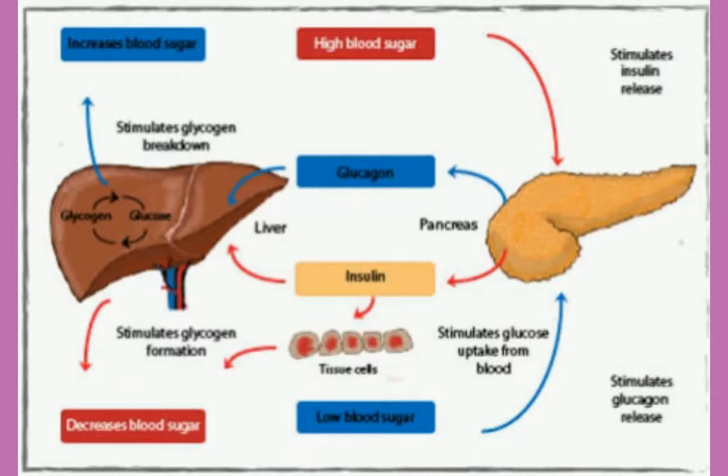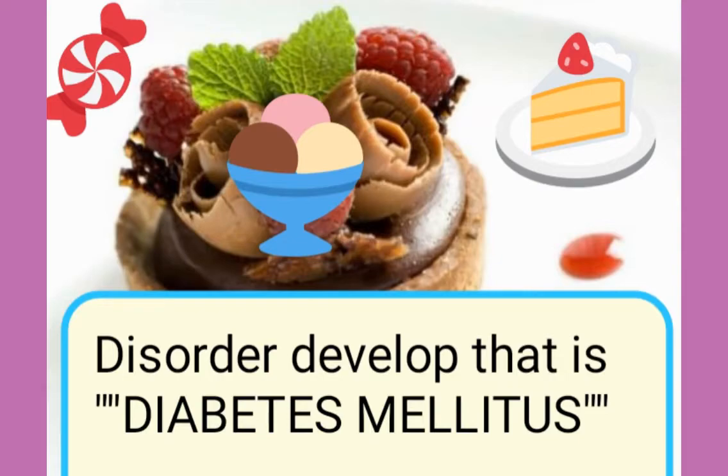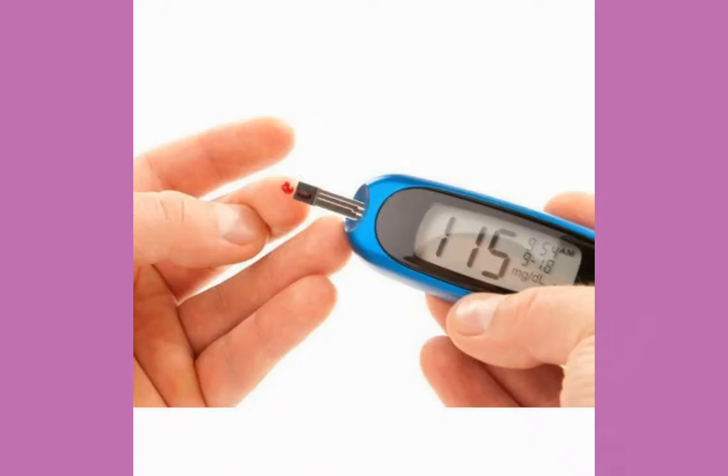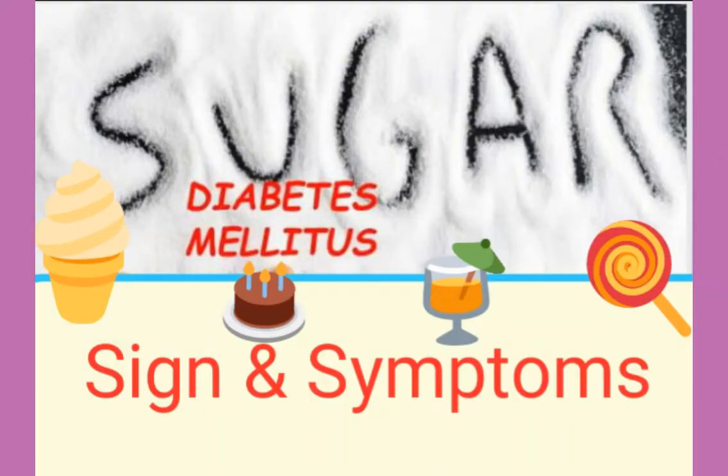This rise in the blood sugar level occurs because the pancreas is not producing enough insulin, and the sugar is not being transferred to the cells for producing energy. So eventually the blood glucose level rises, and the condition that develops is known as diabetes mellitus. Now we will see its symptoms, as we already discussed its causative agents and its treatment.